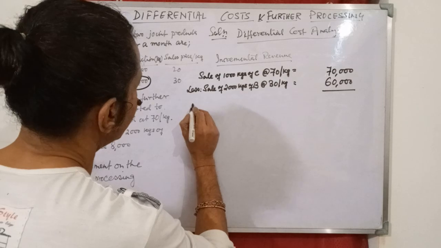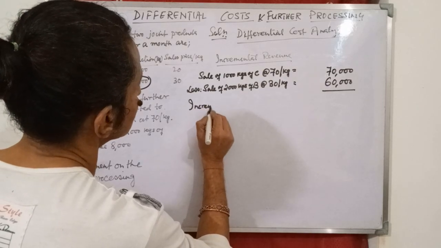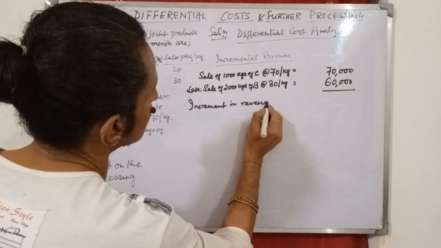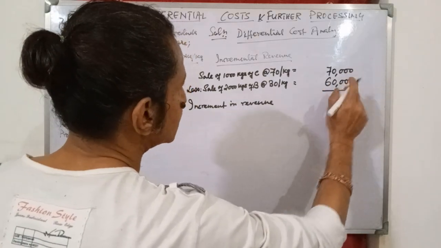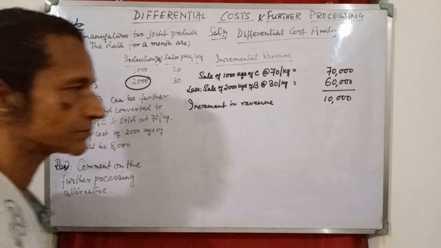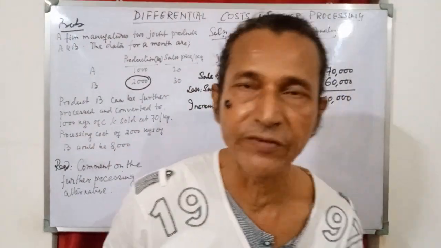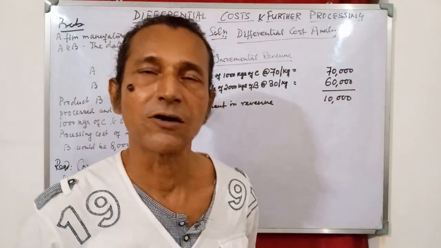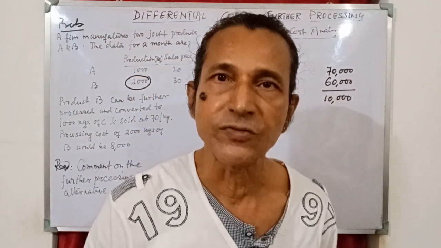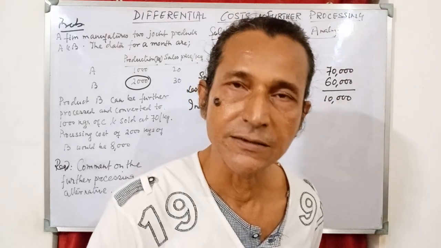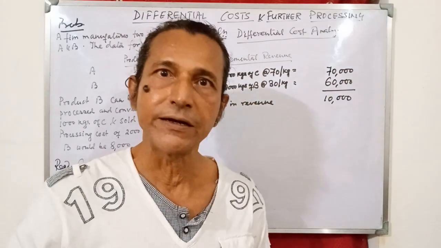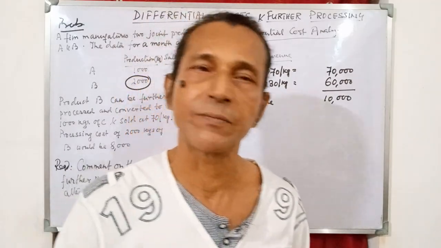So what is the incremental revenue? Increment in revenue: 70,000 minus 60,000, that is 10,000. This is the incremental revenue by undertaking that alternative course of action. And what is that alternative course of action? Instead of selling product B direct in the market, the firm goes for further processing of product B and converts it into product C and sells that at a much higher price.